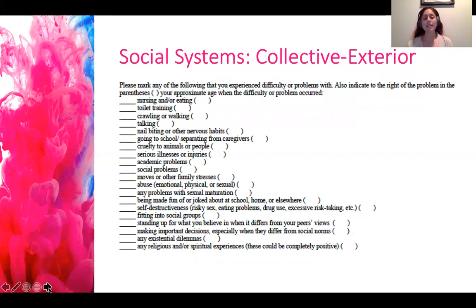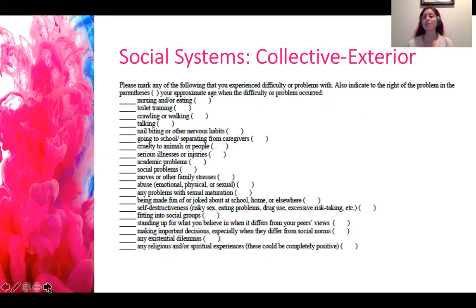All right, and then here, another one of those check ones. And this is asking if the client has experienced difficulty or problems with any of these. And if they have, you then write the approximate age when this happened, okay? Some of this stuff they may not know. They may not know if they experienced any trouble when they were infants, for example, with toilet training. If they don't know, that's okay.